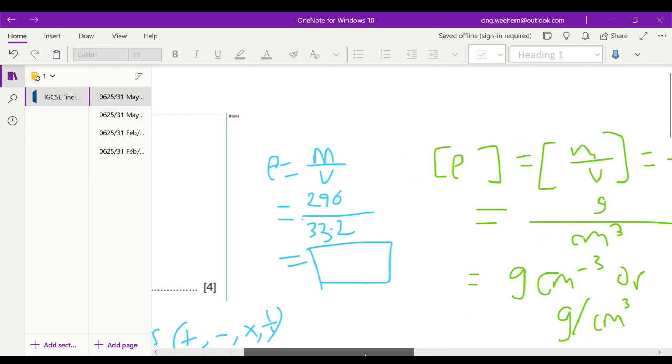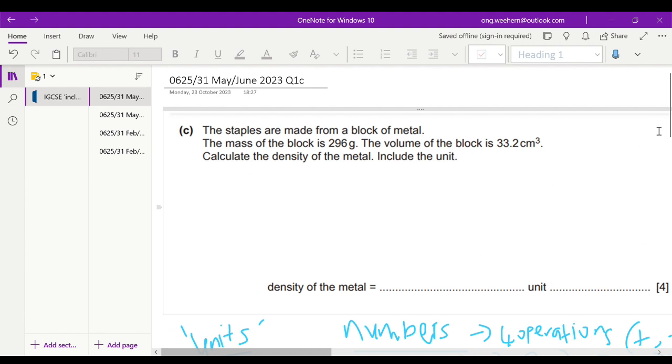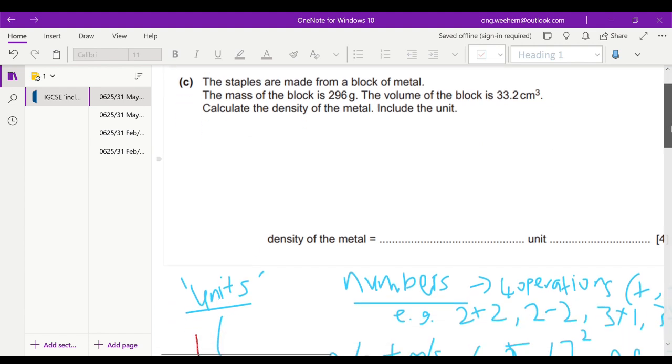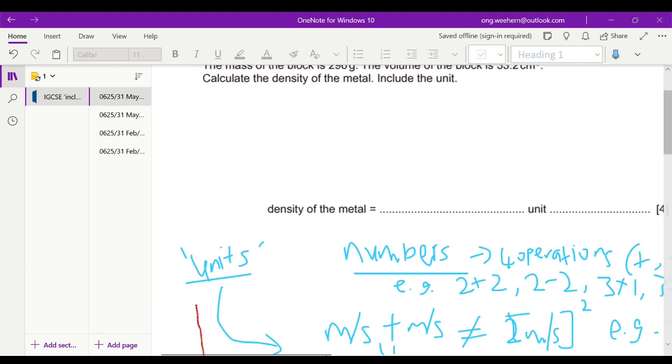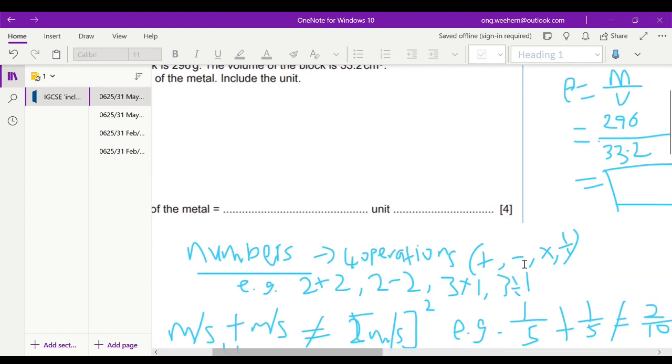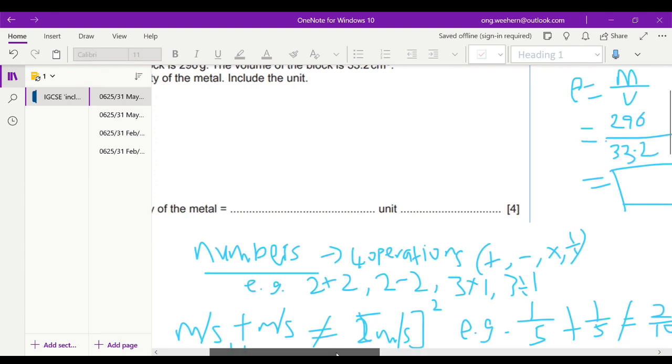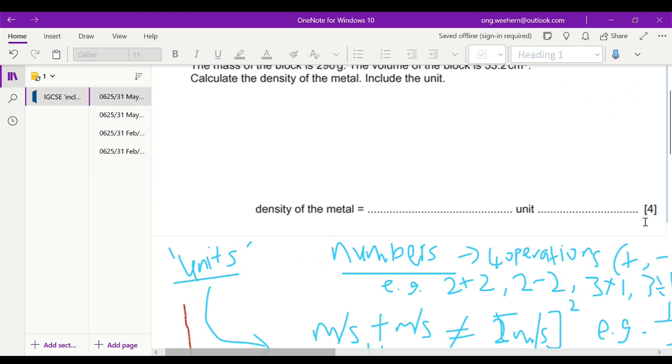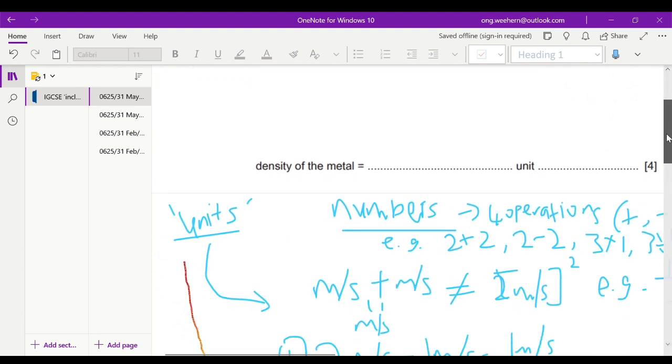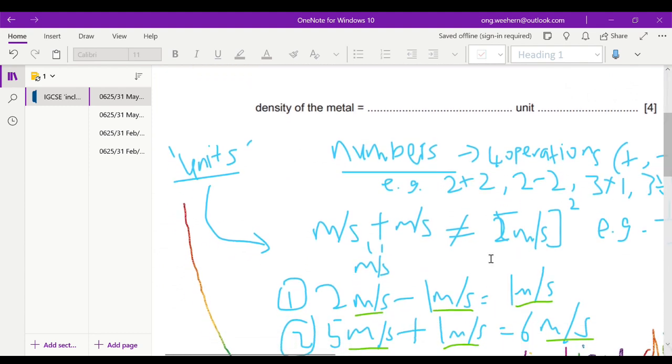I want to highlight the difference between how you manipulate numbers and units. When it comes to numbers, we have learned four operations: addition, subtraction, multiplication, division. And you can use the four operations to deal with numbers alone. But when it comes to units, things can go a bit tricky. It is something like manipulating fractions.